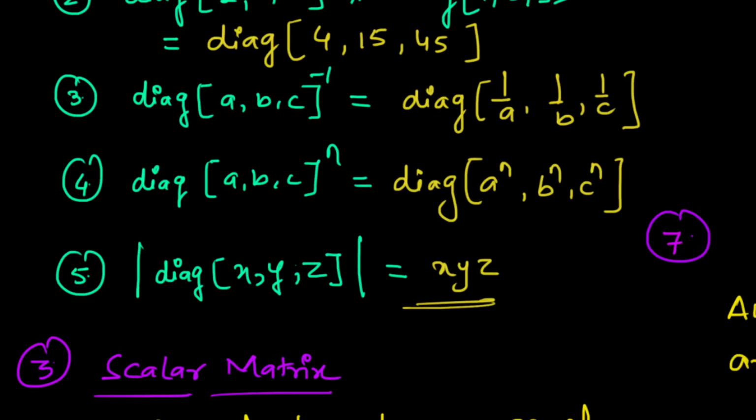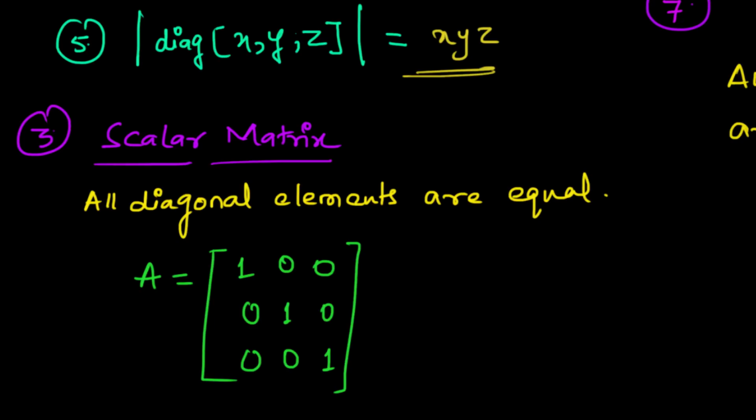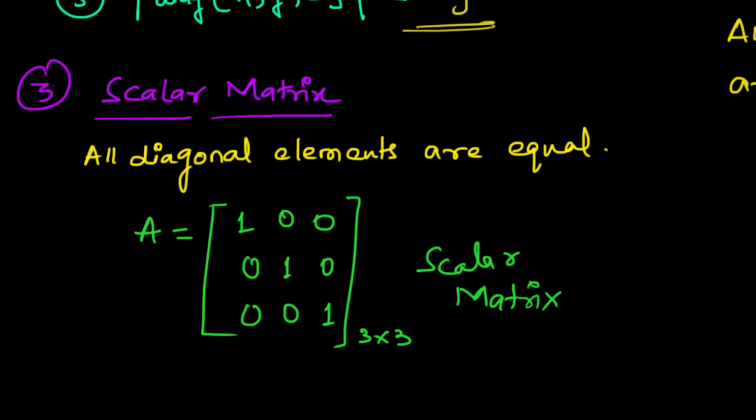Let's talk about scalar matrix. A scalar matrix is a special case of diagonal matrix where all the elements are equal. So let me write an example to make it more clear. So we have A equals 1 0 0, 0 1 0, 0 0 1. So see, A is a diagonal matrix and all the elements are equal. So A is a scalar matrix. Okay, that's it. This is very easy and there is not much more to talk about it.